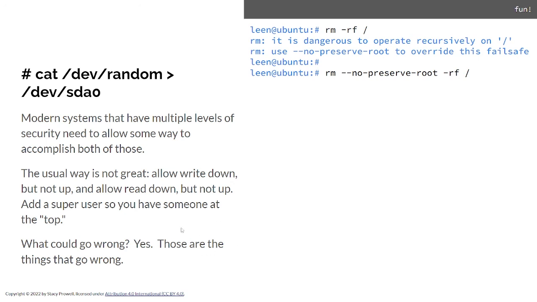And what could go wrong? Well, these are the things that go wrong. Having a super user is not always perfect. Let's take a look at this. Here I'm root. If I try to do this, it's going to tell me, hey, it's dangerous to operate recursively on slash. So you should use no preserve root to override this, so I do this and there's no follow-up, because now I've deleted root. Don't do the things you see on this slide. Don't do them. It says fun, it's really not fun.